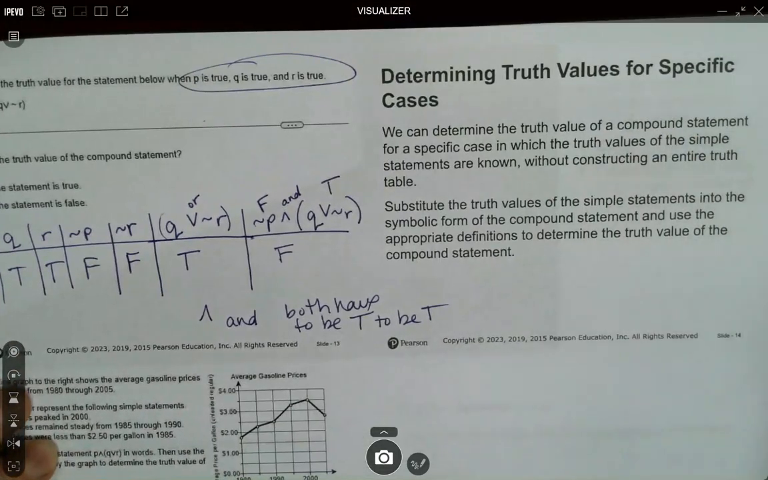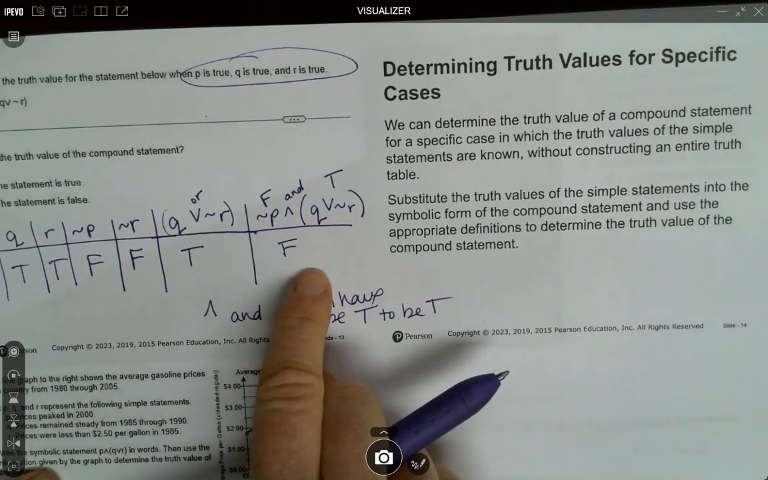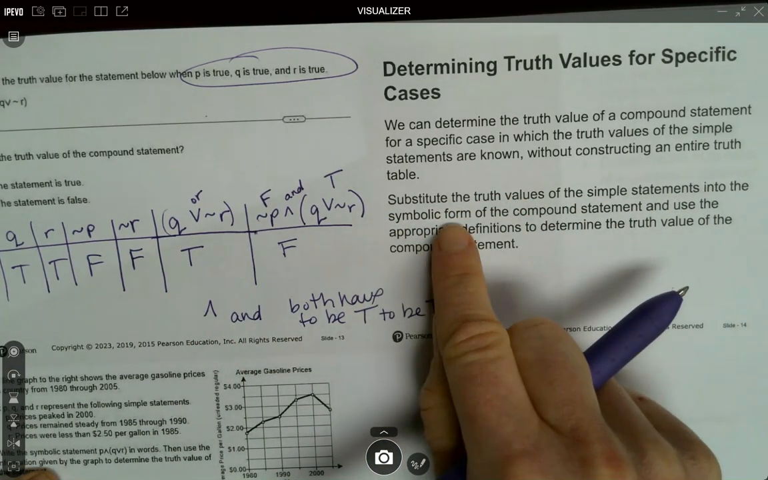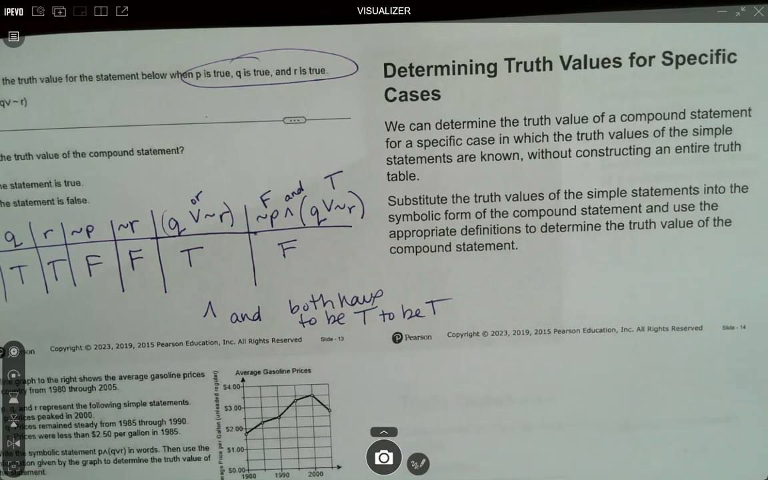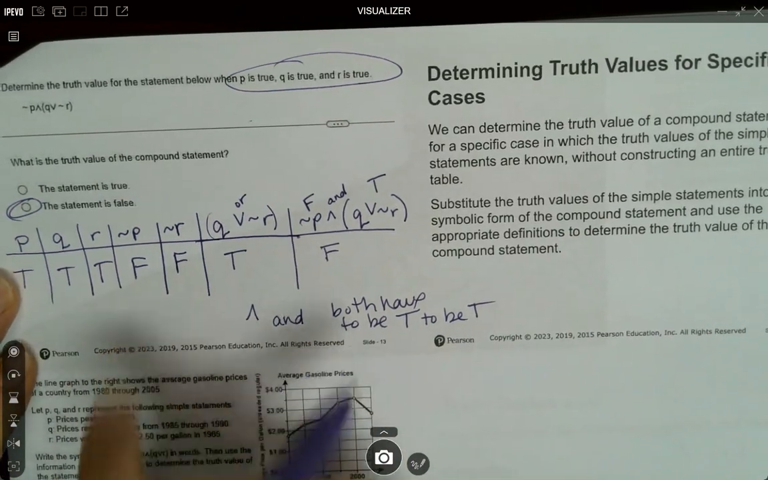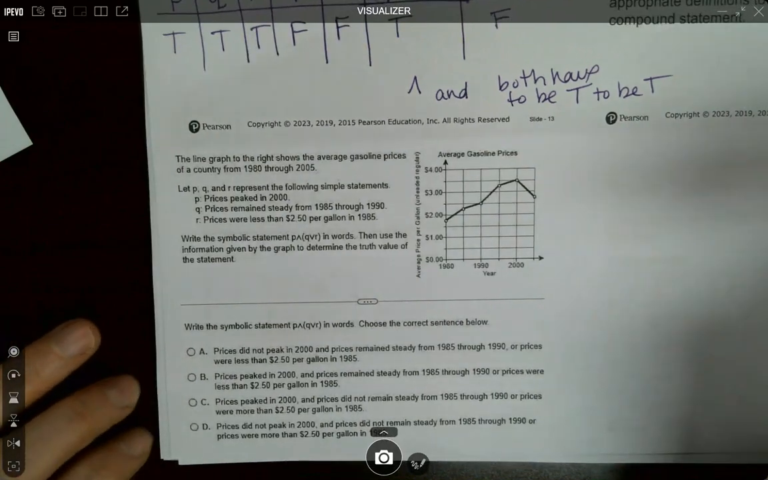Determining truth values for specific cases. We can determine the truth value of a compound statement for a specific case in which the truth values of the simple statements are known without constructing an entire truth table, just like we did here. You'll substitute the truth values for simple statements into the symbolic form of the compound statement and use appropriate definitions to determine the truth value. So that's what we did here. There'll be a few problems that you'll need to do like that. So let's look at this final example.